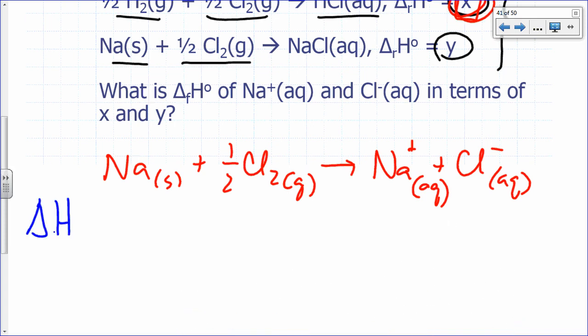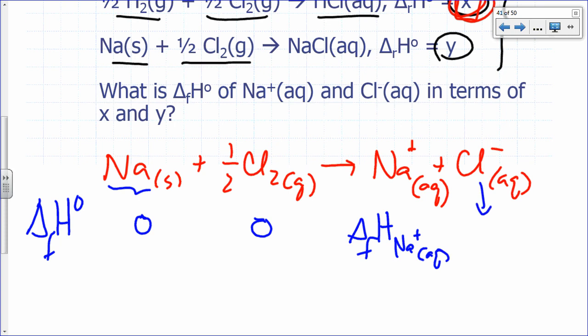Delta H formation for pure sodium, what's the value? The standard enthalpy of formation of sodium, an element in its standard state, is 0. Cl2 gas, 0. Sodium ions, that's what we're looking for, right? Delta H formation of sodium ions in aqueous solution. What's the value for chloride? We determined that earlier to be X, right?